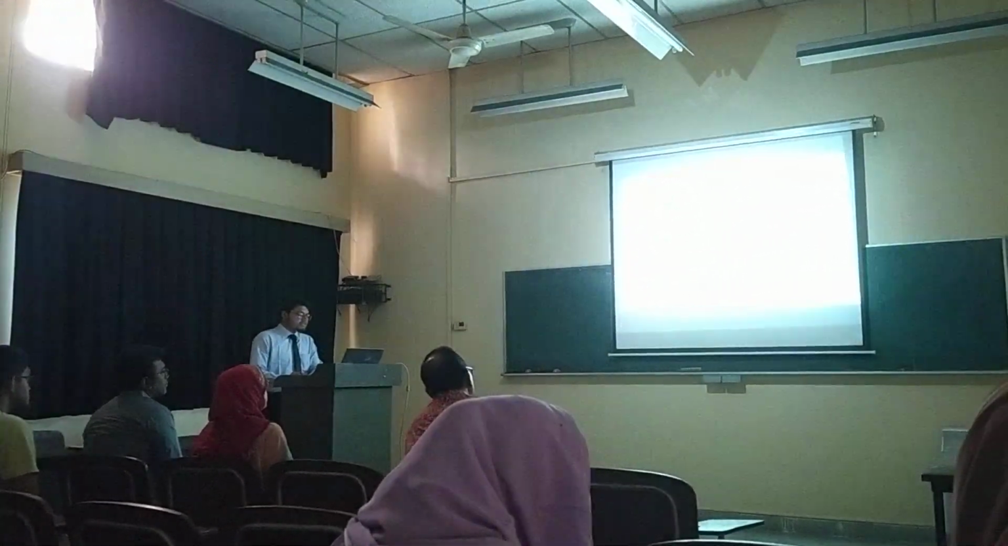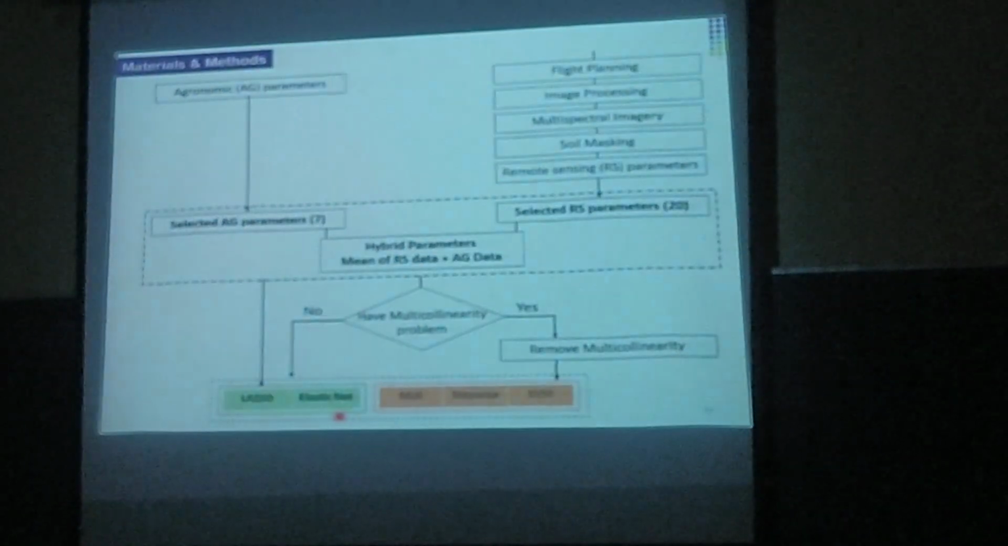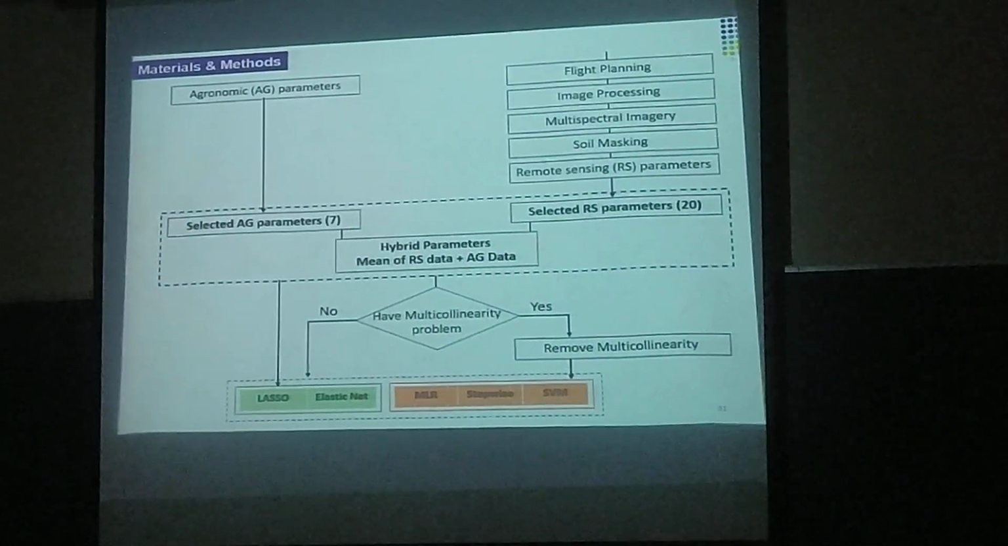And without any sorting out, we have used the predictors for lasso and elastic net, as they can handle that multicollinearity better.